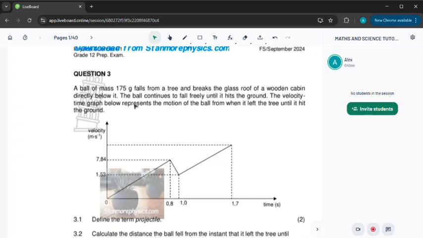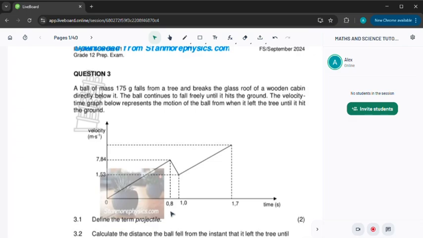The velocity time graph below represents the motion of the ball from when it left the tree until it hit the ground. Interesting. So the very first question, define the term projectile. That is for 2 marks.